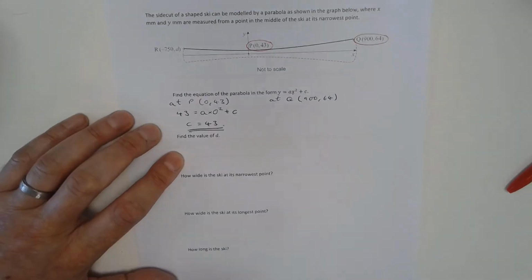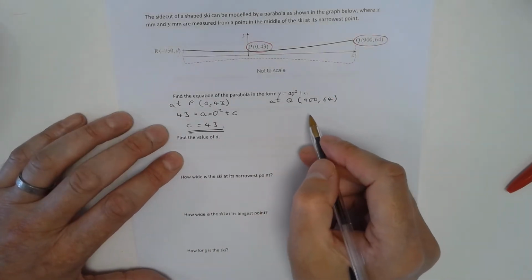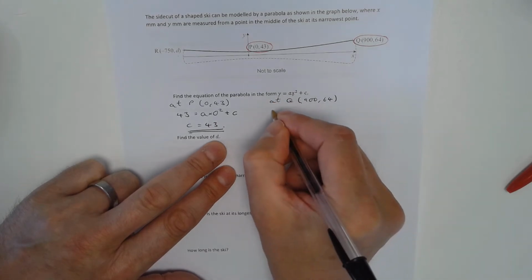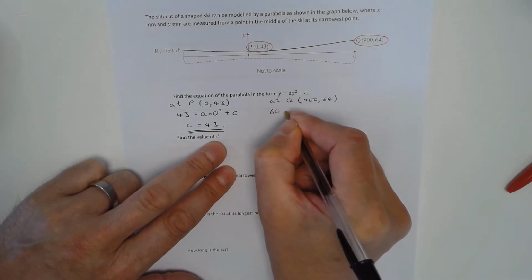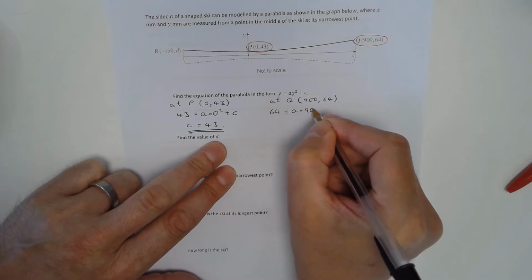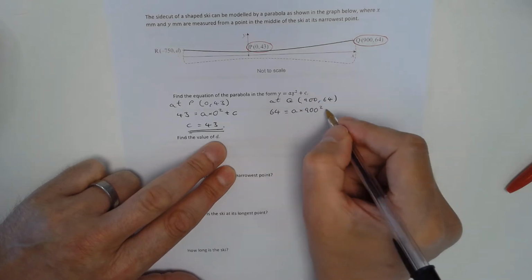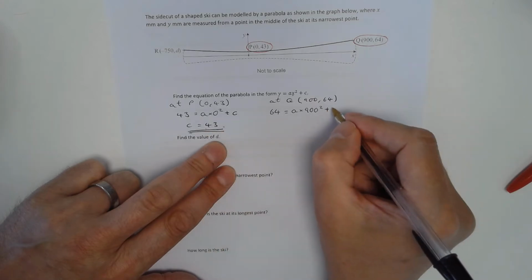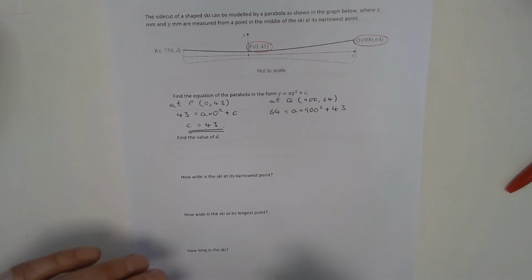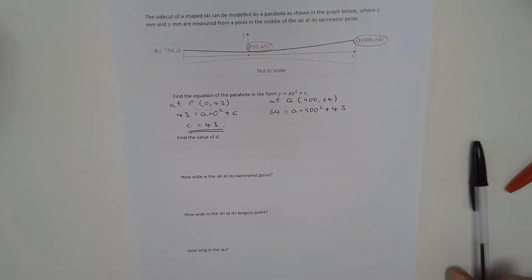Then I'm going to say at Q, which is (900, 64), just substitute that in here as well. So I've got 64, which is the y coordinate, is equal to a times 900 squared plus c, which is 43. So I can now solve that for a.